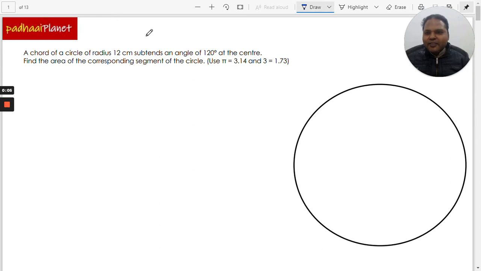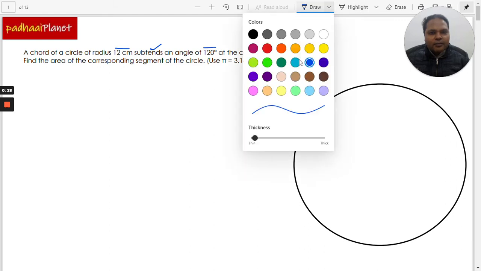The question says that a chord of a circle of radius 12 centimeters, that means the radius of the circle is given here as 12 centimeters, and the angle which is subtended at the center is 120 degrees, right? So let's first draw what we have in this question in this figure, and then we will start attempting the question.